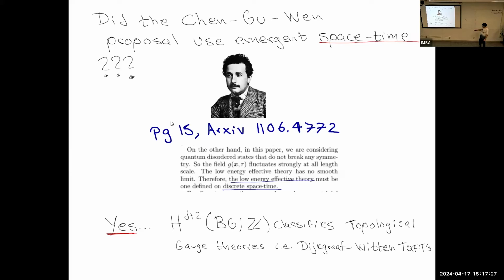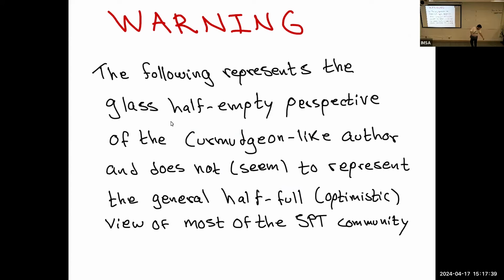And yeah, this thing here actually classifies what are known as topological gauge theories, and it's a subset of topological quantum field theories. And they use these things. Okay, so this is my warning. So I have to clarify that what I'm gonna say next is not the perspective of most of the community. Okay, I do have to be very clear about that.